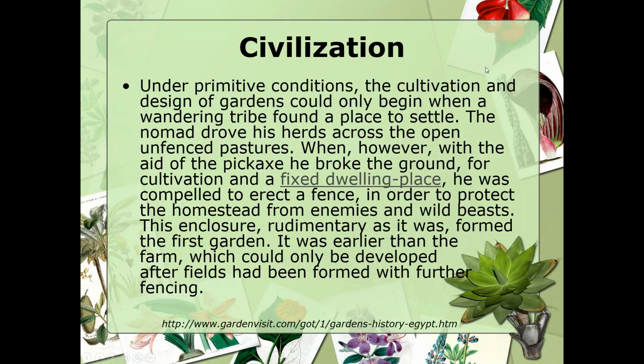Civilization, so under primitive conditions, the cultivation and design of gardens could only begin when a wandering tribe found a place to settle, and the nomad drove his herds across the open unfenced pastures. When, however, with the aid of the pickaxe, he broke the ground for cultivation and fixed a dwelling place, he was compelled to erect a fence in order to protect his homestead from enemies and wild beasts, and this enclosure, rudimentary as it was, formed the first garden. It was earlier than the farm, which could only be developed after fields had been formed with further fencing.